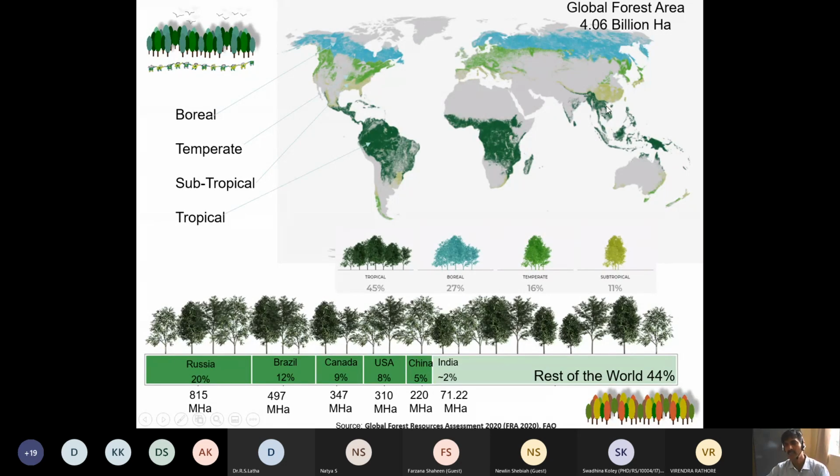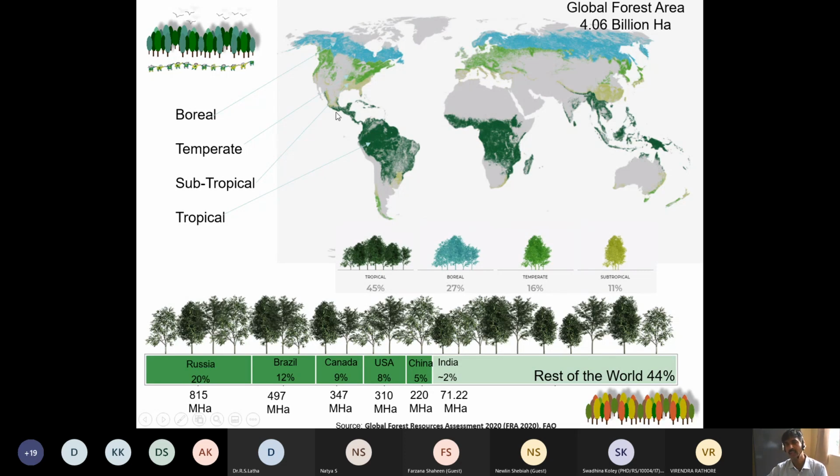So they consist of 815 million hectares. It's a huge area because the land area is huge. Then comes Brazil. They are mainly tropical forests. They contribute 12% to the globe. Because in Africa, there are many countries. They are divided small. So country-wise, if you see, they are contributing less, and hence they don't come into picture.